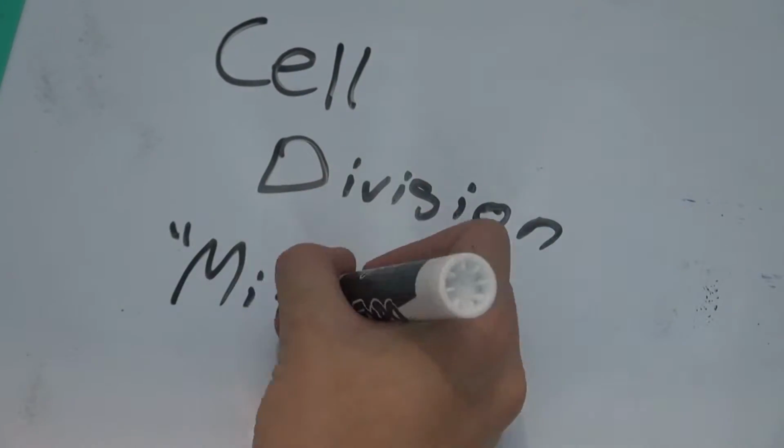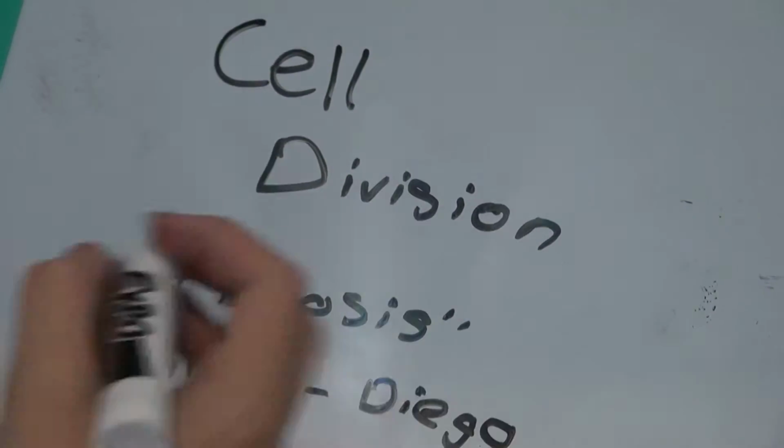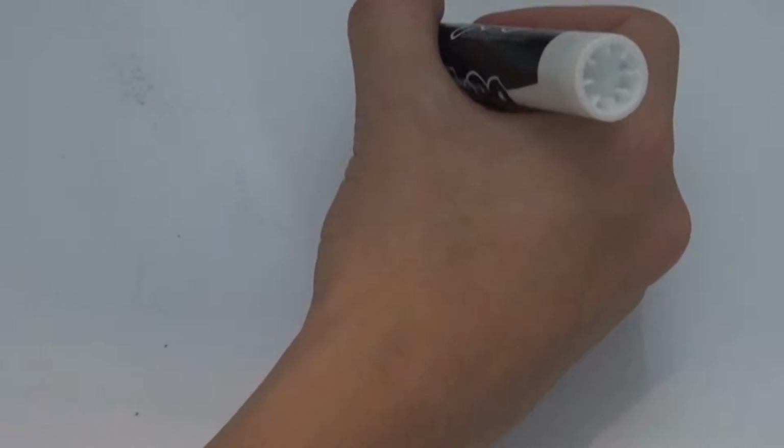Cell division, also known as mitosis, by Matias and Diego. Mitosis starts with a single cell.